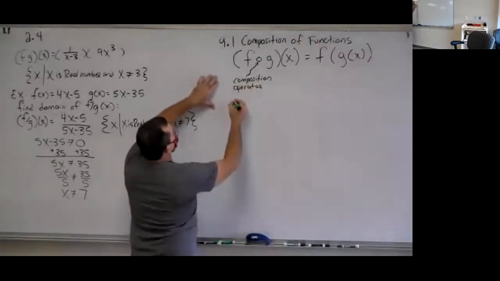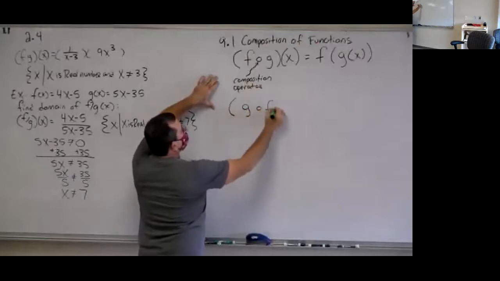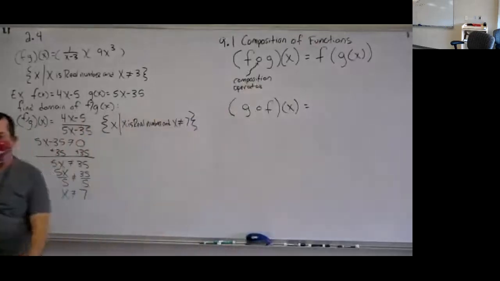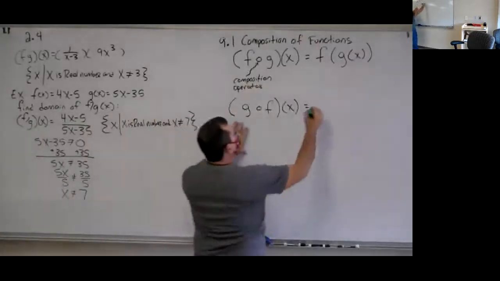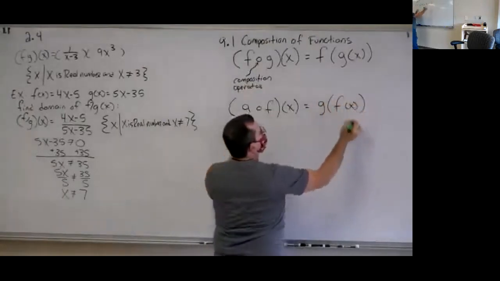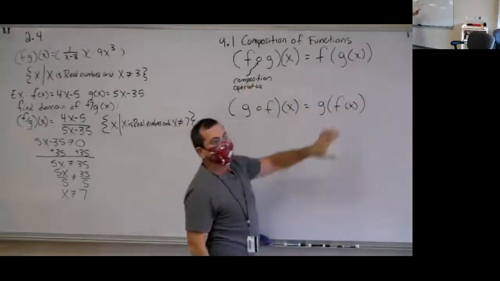Now this goes the other way, and we might have a G of F of X. So same thing, this one would take the F of X first, figure out the F of X, and then it would put it into the G.